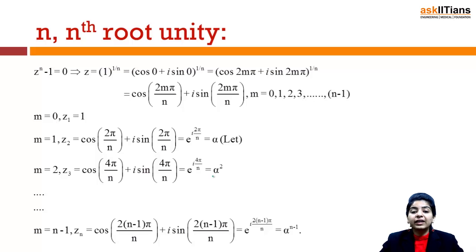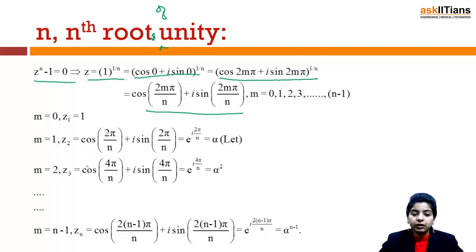Now we have nth roots of unity, right? So z raised to the power n minus 1 is equal to 0. Again, following the same procedure as we discussed in De Moivre's theorem and in cube roots of unity, here also we will be following the same procedure. z becomes 1 raised to the power 1 by n, polar form representation, adding 2m pi, applying De Moivre's theorem and finding out the roots.